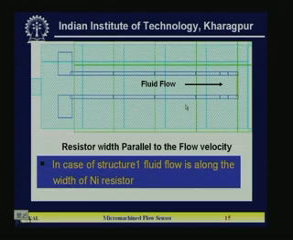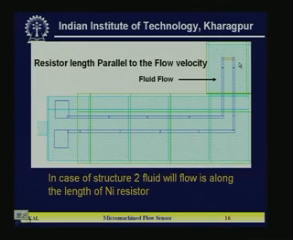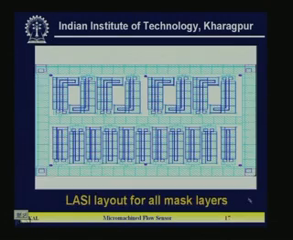Okay, this portion is the resistance, and here, along the length, this is the length. Both designs have been made so that you can measure the resistance change along the length as well as along the width. Now, here is the complete layout of the sensor, with all the masks together. In each case you can see 1, 2, 3, 4, 5, 6, 7, 8, eight of structure 2, and here 1 to 11, eleven of structure 1.